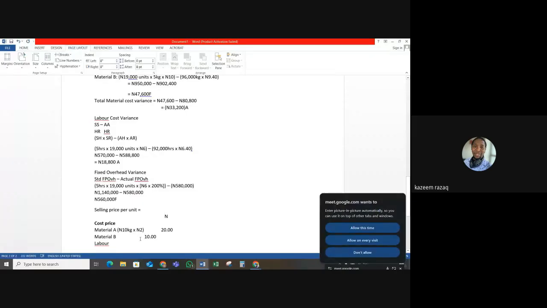Then the other one that we have, material B, is 10 naira. How many? 5 kg. 5 kg times 10 naira. That will give us 50 naira.